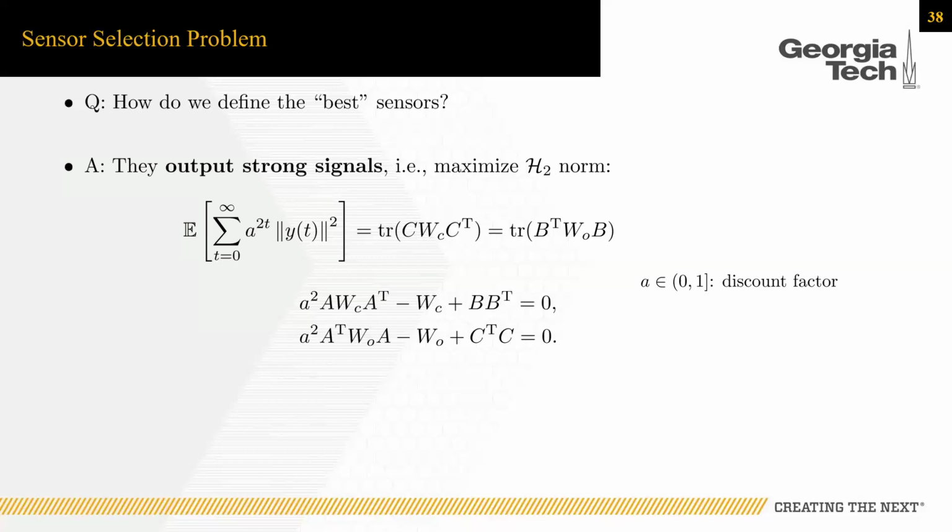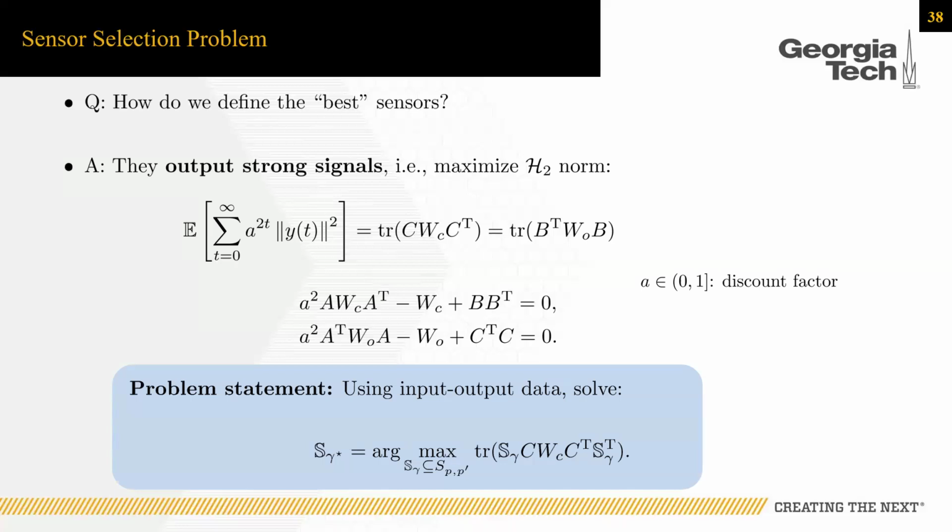Again, if you do some easy calculations, you will find that this expected value is equal to the trace of C W_C C transpose, which is equal to B transpose W_0 B. And you can find W_C and W_0 from these two equations over there. If you solve W_C, you put it in the first, and W_0, you put in the second.